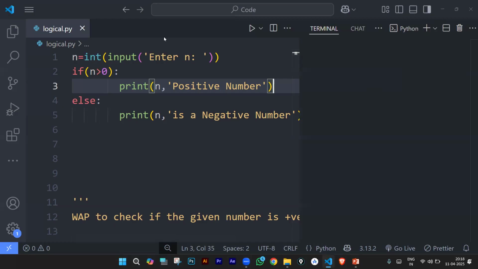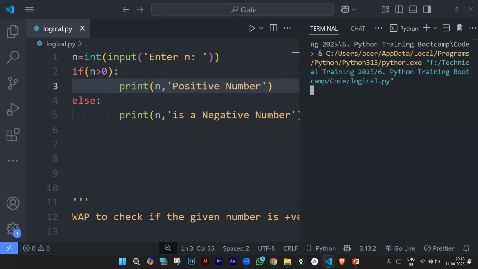Now is the fun part. What if I enter n value as 0? Tell me the answer. What is the output?